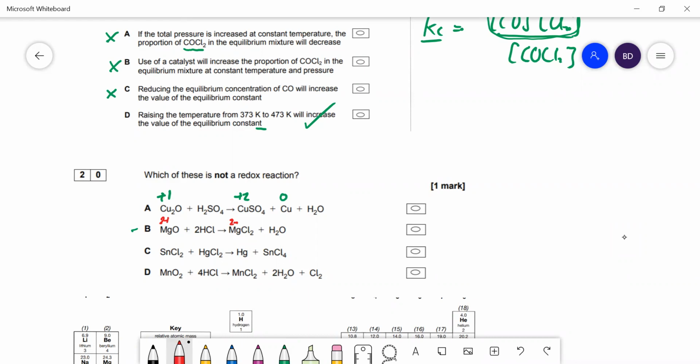So you can see tin here is going to have oxidation number of +2, but here it's been oxidized to +4. And you can see the mercury there is going to be -2. Here it's the element, so it's 0. Let's just check our manganese here. That's going to be +4, but there it's only +2. And you can see that the chlorine there, look, that's -1, but here it's an element, so it's 0, so it's changed. So B is the right answer.